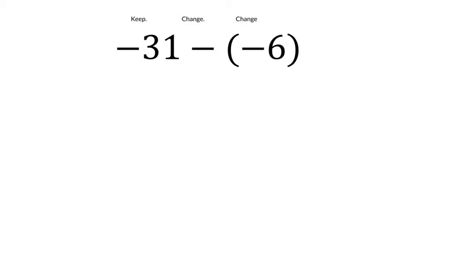Keep, change tells us that we would keep this negative 31, negative 31. Again, keep, change. It will not change the numerical values, but only the signs. And then I got some change right here, which will change this minus into plus. And then also we got some change, which will be for this negative 6 right there. It will change into positive 6.